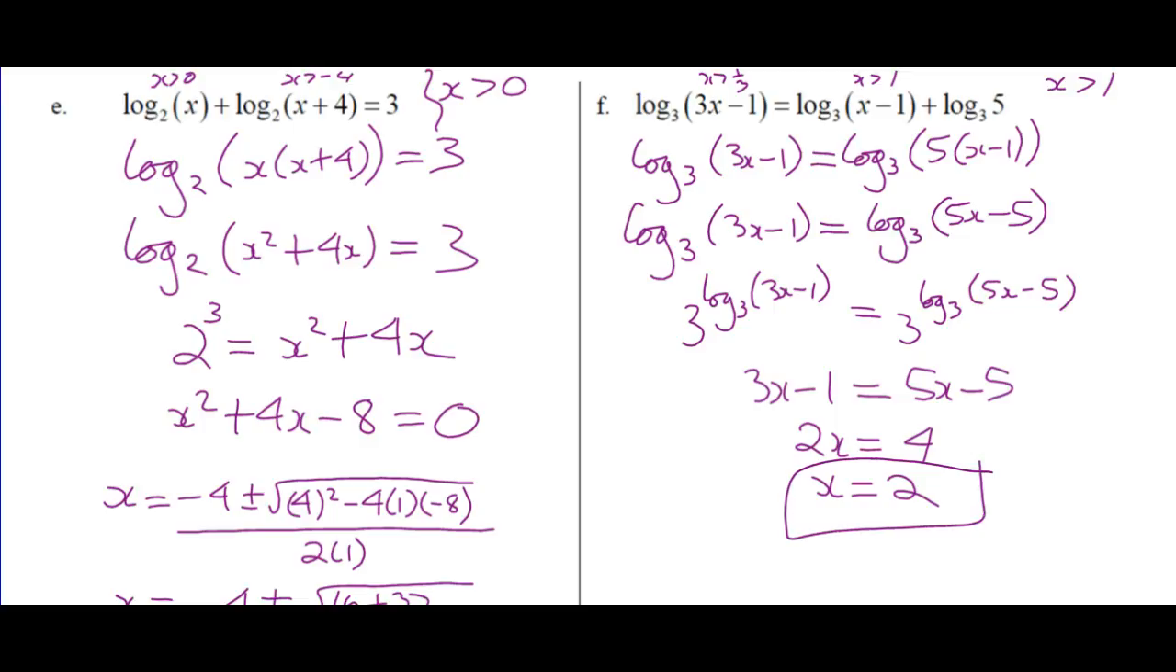Okay, does that match our, yeah, it's good, right? Meets the restriction. So you end up with log 3 of 6 minus 1, which is 5. Log 3, 5 is equal to log 3, 1 plus log 3, 5. But log 3, 1 is 0. So you got log 3, 5 is log 3, 5. Check.